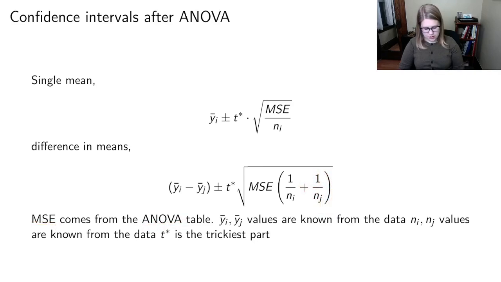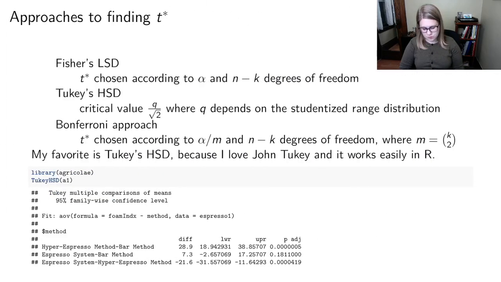You know the y bars from the data, you know the n's from the data. The t-star, that's the tricky part. This is where you'd need to know the correct degrees of freedom and your alpha level. And this is where those corrections come in. So Fisher has this thing called the least significant difference, and with that one, you would find your t-star according to alpha and n minus k degrees of freedom.